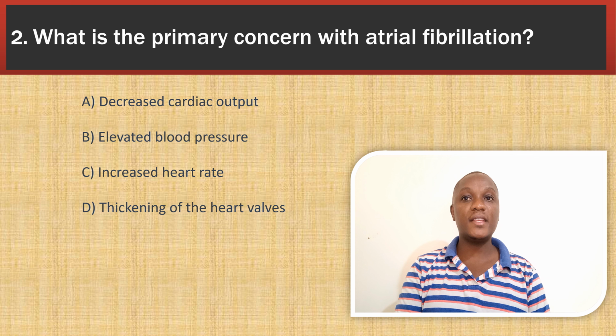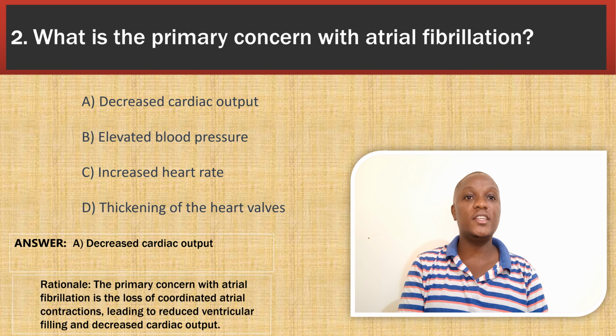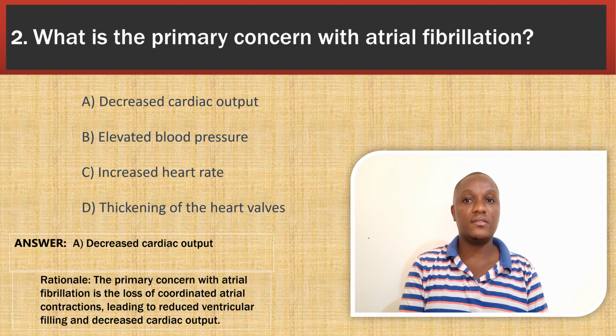Well, the correct answer is A. Decreased cardiac output. The primary concern with atrial fibrillation is the loss of coordinated atrial contractions, leading to irregular ventricular filling and decreased cardiac output.